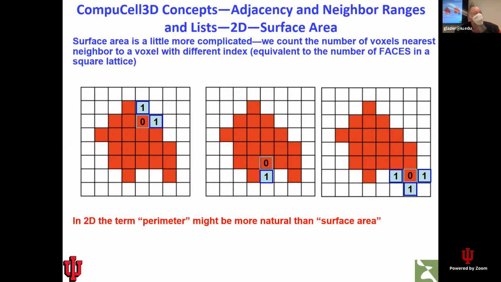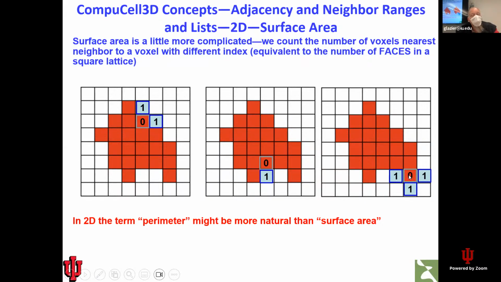Surface area is defined as the number of edges with a mismatch between the voxels on either side. So here, let's look at voxel 0. Nearest neighbor, it has two mismatched nearest neighbors, which are labeled 1. And therefore, that contributes 2 units to the surface area. The voxel down here in this middle one has 1 mismatched nearest neighbor unit, and therefore it contributes 1 unit of surface area.